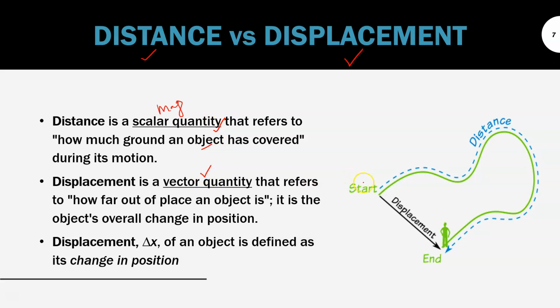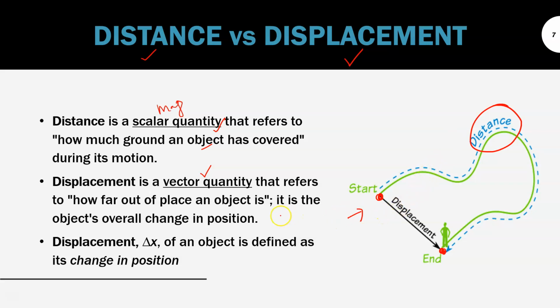Now, as an example, in this figure over here, a person travels from this point to this point. The distance this person travels is what we call distance. It has only magnitude.